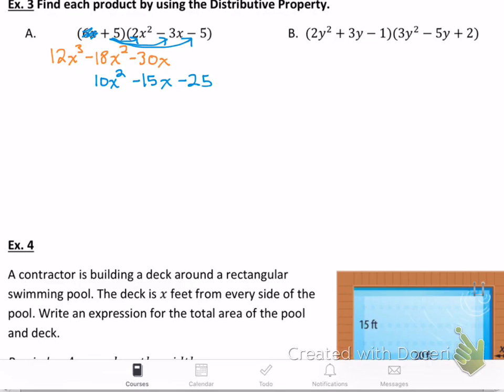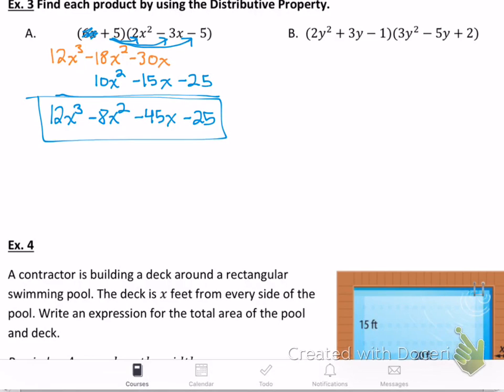And so you'll see that it lines up, so when we have to combine these terms, it's actually a lot easier. There's no other x cubed, so I can just bring this 12x cubed straight down. Negative 18x squared matches up with a positive 10x squared. That gives me a negative 8x squared. Negative 30x and a minus 15x gives me a negative 45x, and then there's nothing else besides this negative 25. And so my simplified version is 12x cubed minus 8x squared minus 45x minus 25.